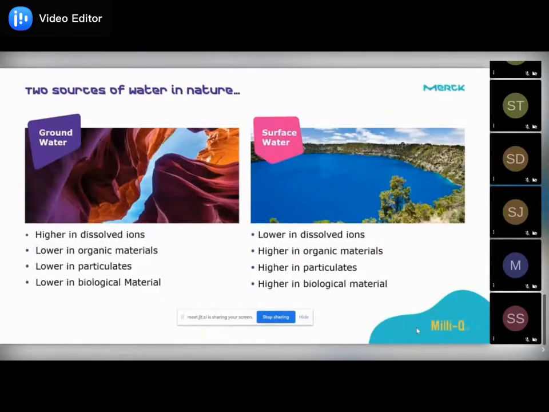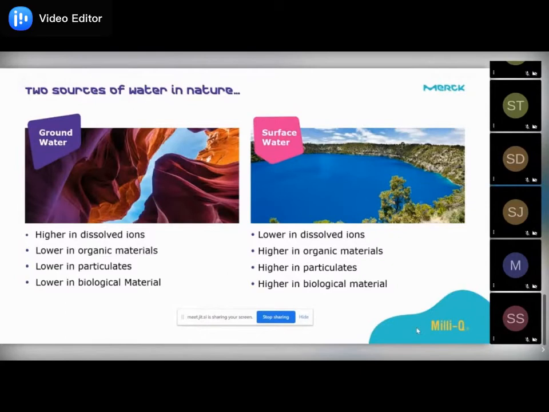Majorly, water has two different sources. One is groundwater, another one is surface water. Groundwater is the water which we majorly draw from the borewell and all those things. Surface water is wherever the water is exposed to nature, like pond water and river water. Depending upon its nature, its contamination profile also varies.